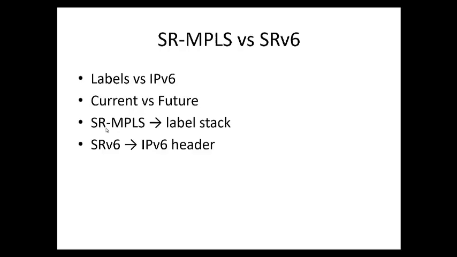IPv6 header itself has got that extension for the instruction, the header extension, which carries all the instruction. And the instruction will not be like a label, it will be like an address, an IPv6 address. It will look like an IPv6 address. Okay, so it has got native support. There is no need for MPLS. It has got it natively.